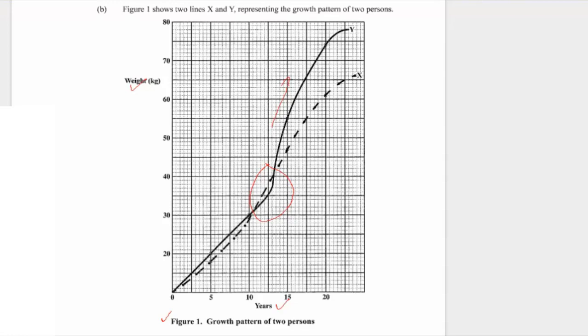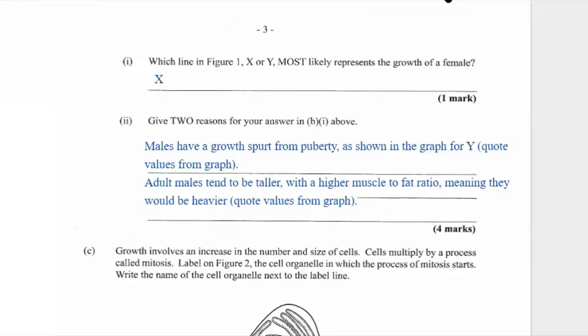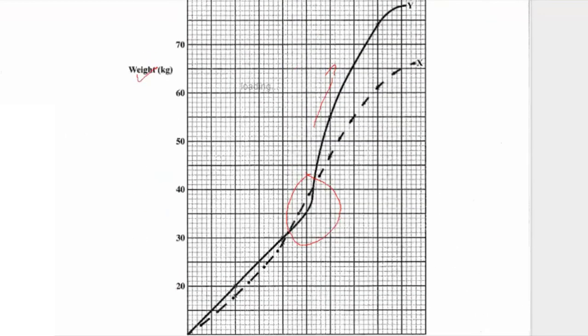So now we're going to take a look at the question, and it's asking which one represents the growth of a female. The answer for that is X, and let's see why. X is the dashed line, right? Y is the curve that showed that growth spurt. We also saw that once we get past that midpoint where the growth rates actually switch on each other, and then you have that growth spurt, after that Y continues on to always have a higher weight than X, which reflects what goes on between males and females.